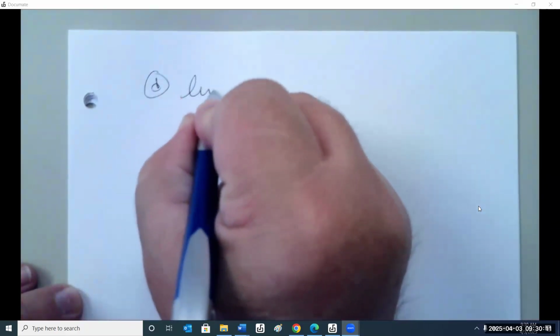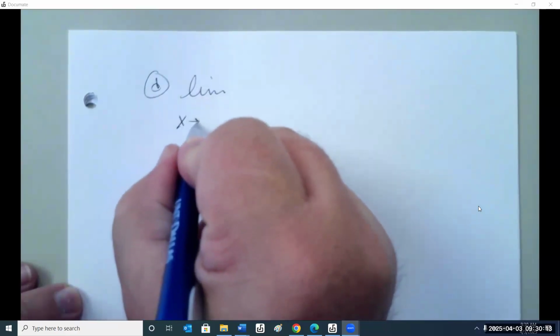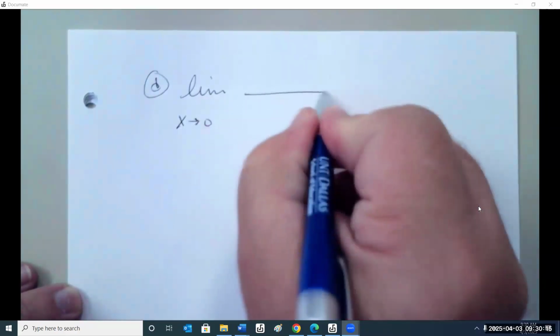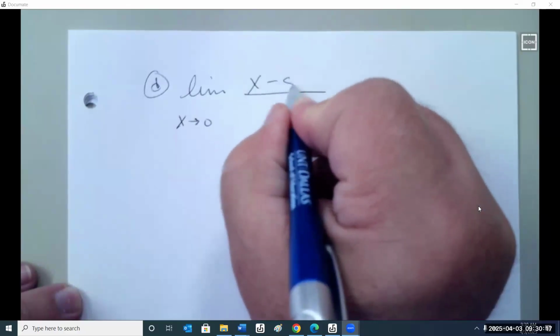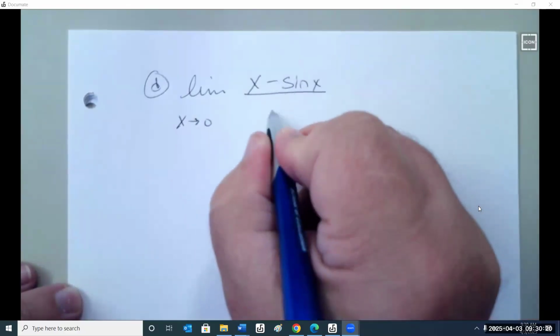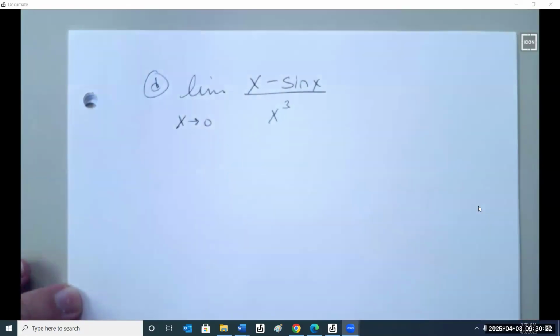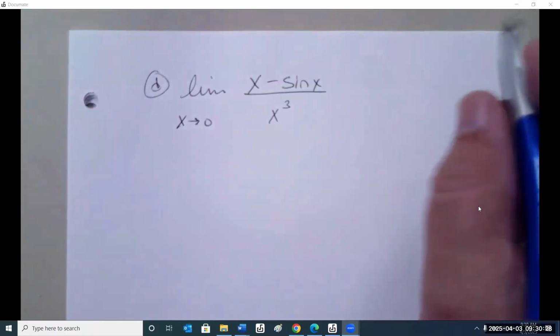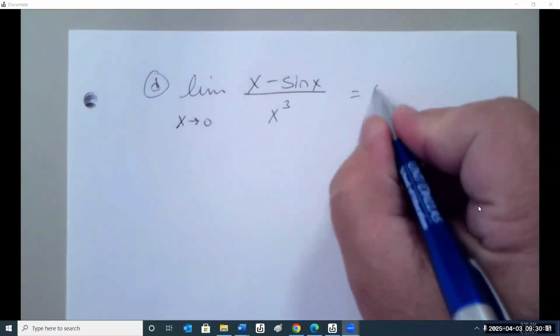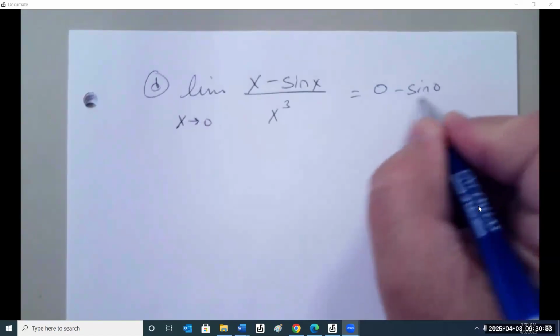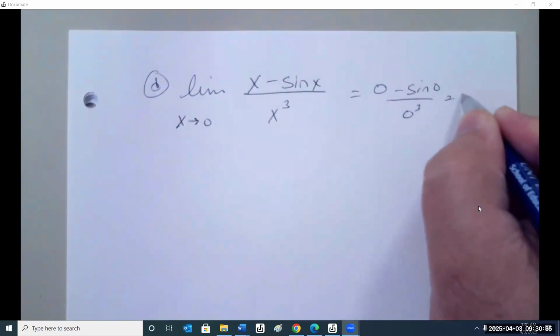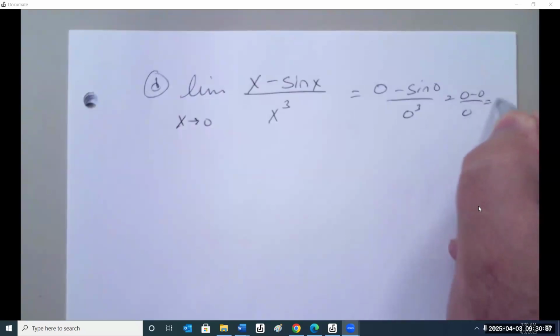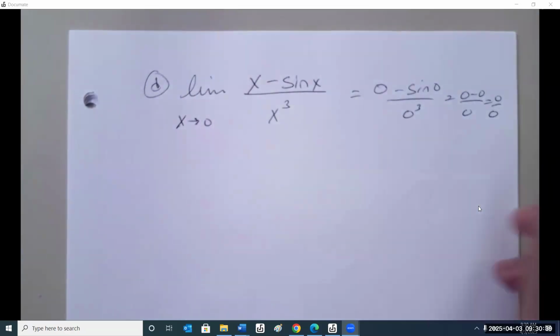The limit as x approaches 0 of x minus sine x over x cubed. So it's 0 minus sine of 0 over 0 cubed. 0 minus 0 over 0 is 0 over 0. That's my first step.